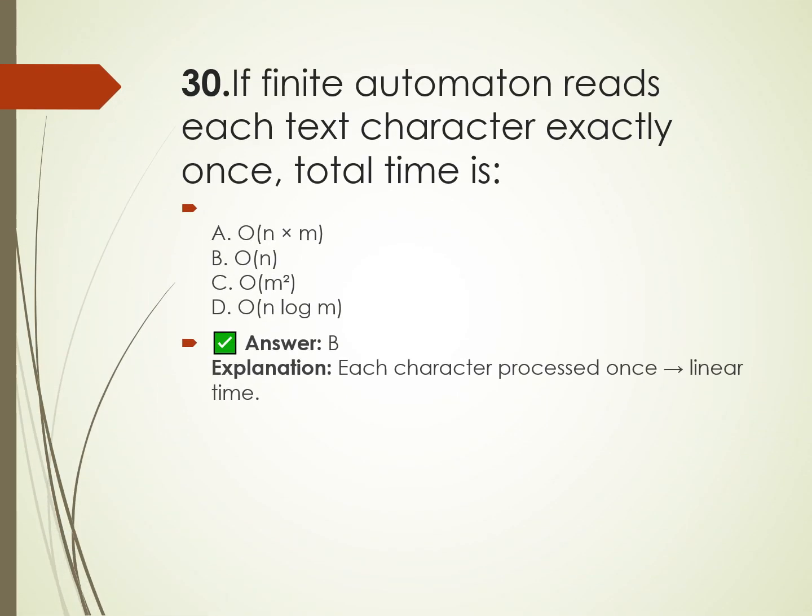If a finite automaton reads each text character exactly once, total time is A. Big O of n multiplied by m. B. Big O of n. C. Big O of m squared. D. Big O of n log m. Correct answer is B. Big O of n.